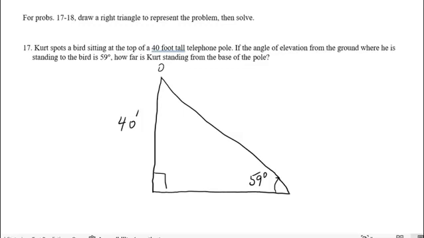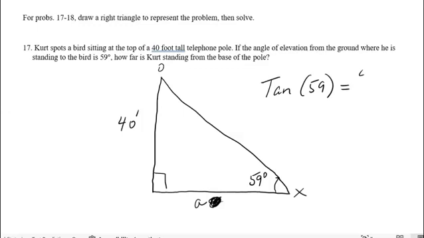You want to know, if Kurt is here and the bird is up here, he's looking upward, how far is he from the base of the pole? So I shouldn't use X again. I'll just say A represents the distance from the base of the pole to Kurt. All right, so let's see what trig function we're going to use. For the 59-degree angle, we're given the opposite, and we're trying to find the adjacent, and so that is tangent.